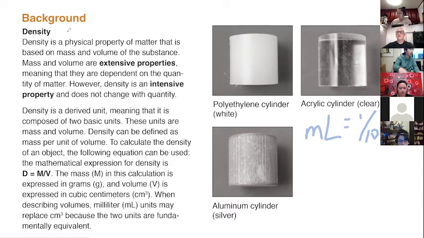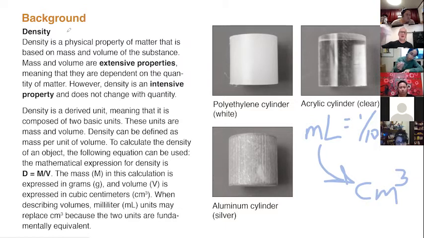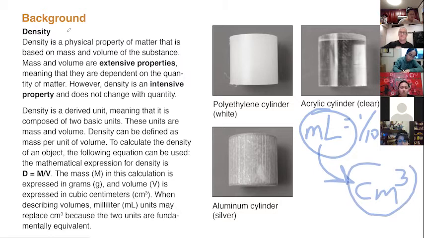So what's the relationship between a milliliter and a cubic centimeter? Since we're going to be dealing with the solids having a volume in cubic centimeters, and the liquids with volumes of milliliters, what's the relationship between these two? They're equivalent. They're exactly the same.